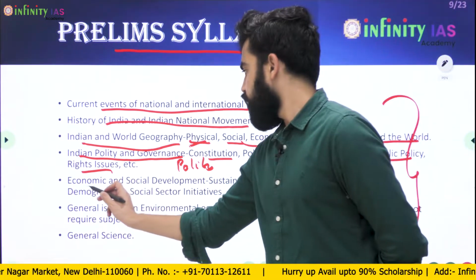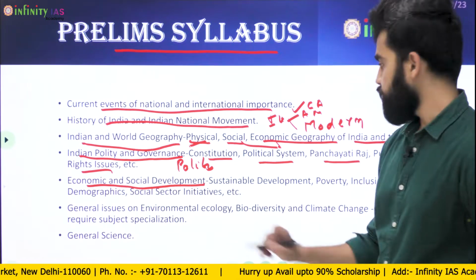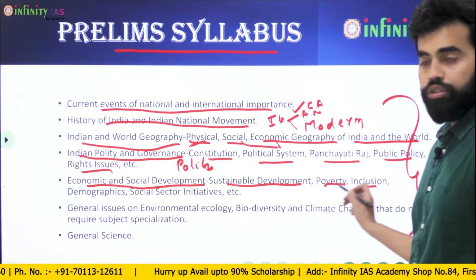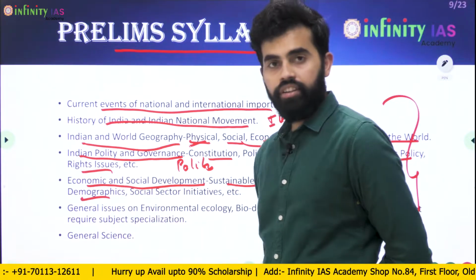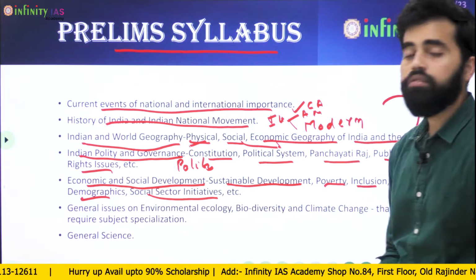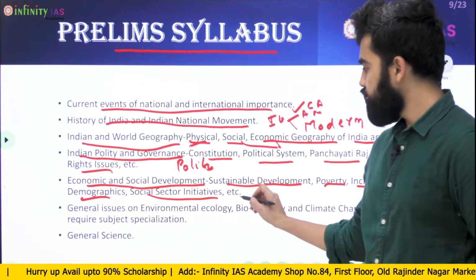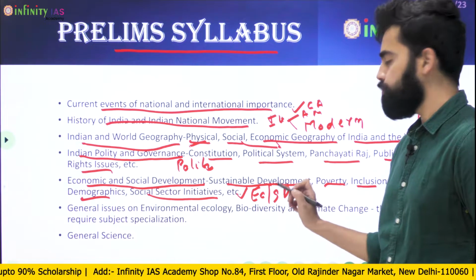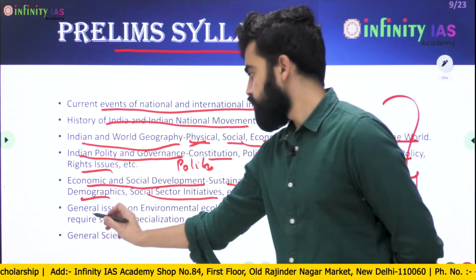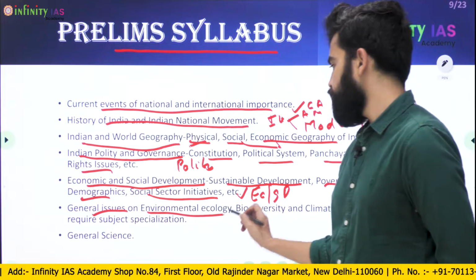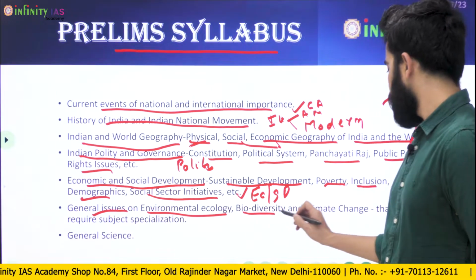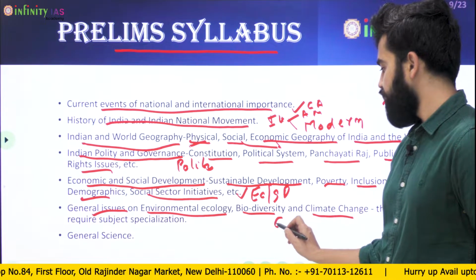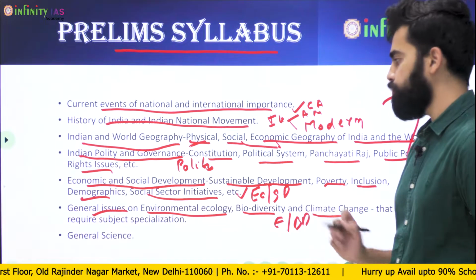Then comes economic and social development, including sustainable development, poverty, inclusion, demographics, social sector initiatives, etc. All this comes under economy and social development. Then comes general issues on environmental ecology, biodiversity, climate change. This comes under our environment and biodiversity topic.